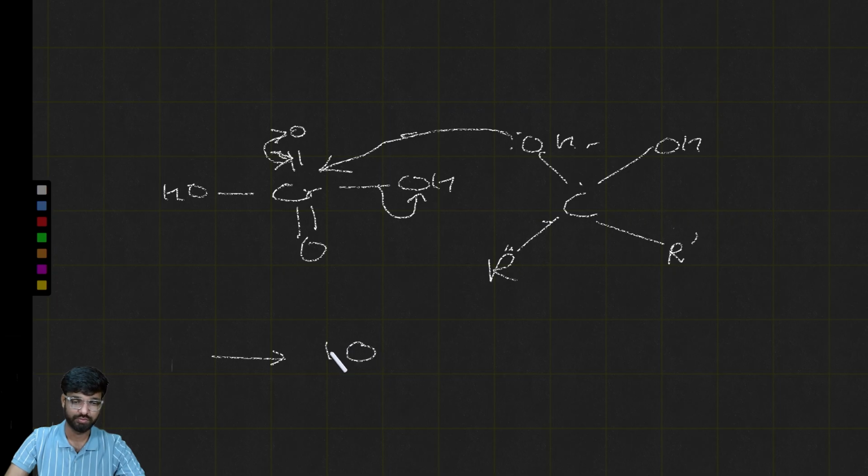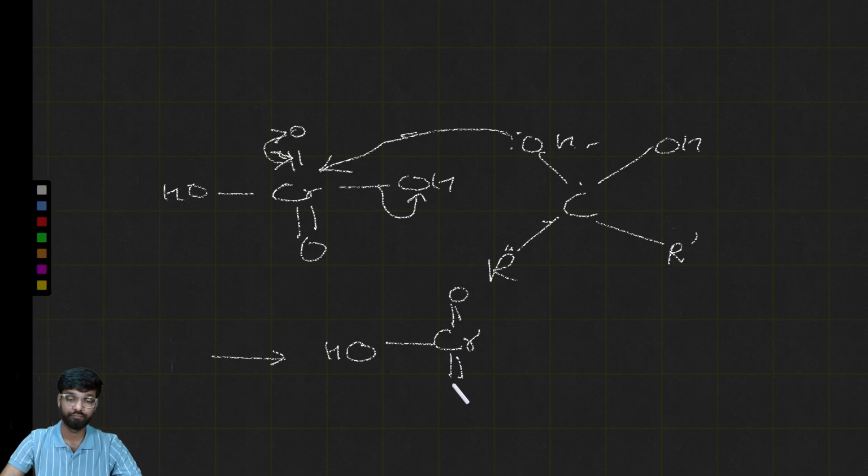And how is this leaving group removal facilitated? It is facilitated due to the presence of acid. The acid protonates this oxygen and makes it a good leaving group. You can also imagine it this way, that this oxygen is attacking here and the H plus that is present on O is being transferred to this OH. So this would result in this kind of intermediate.